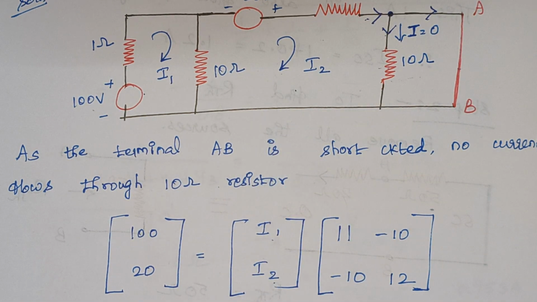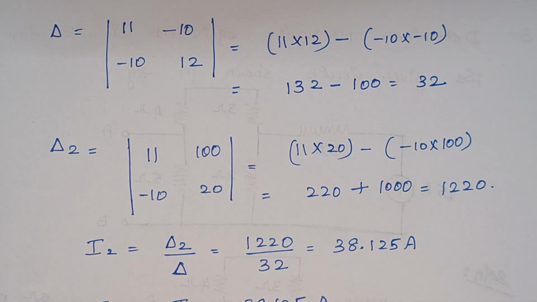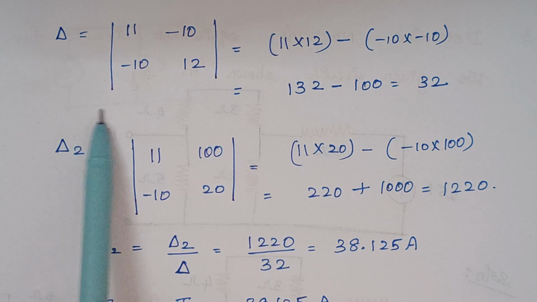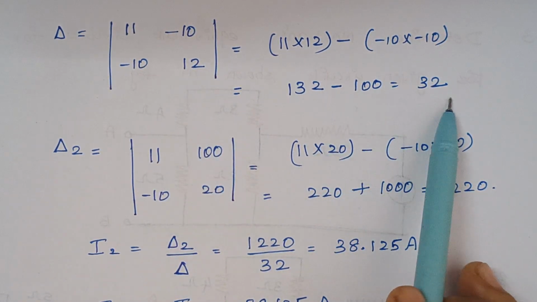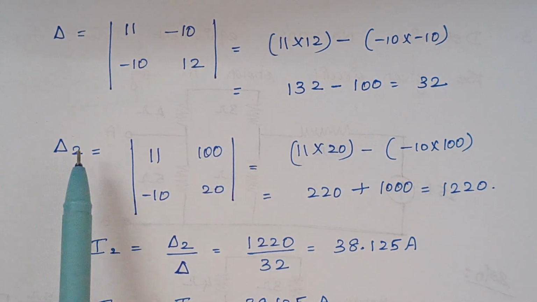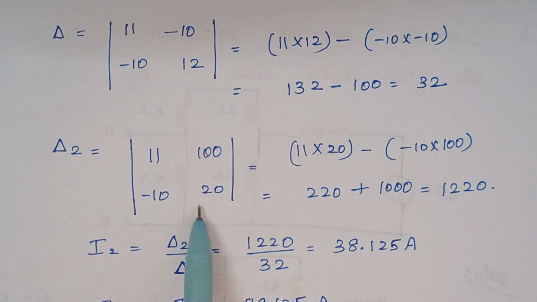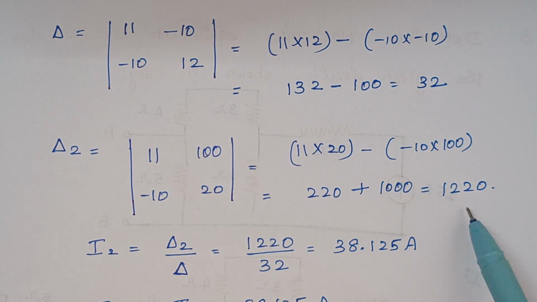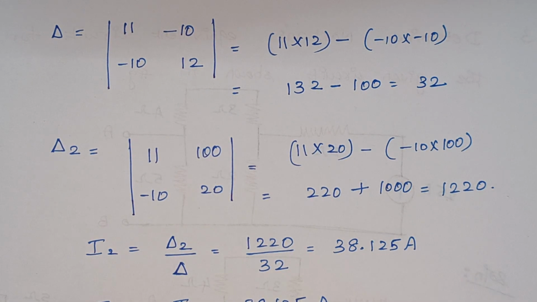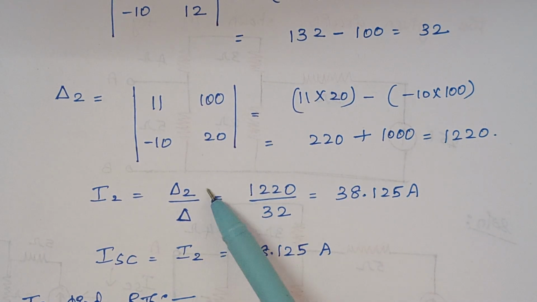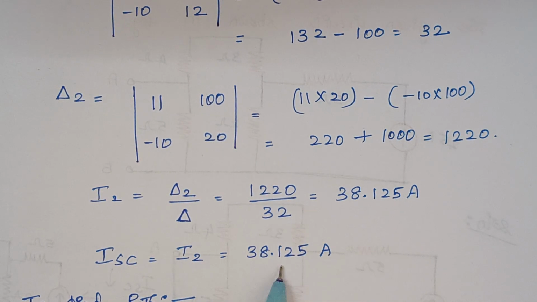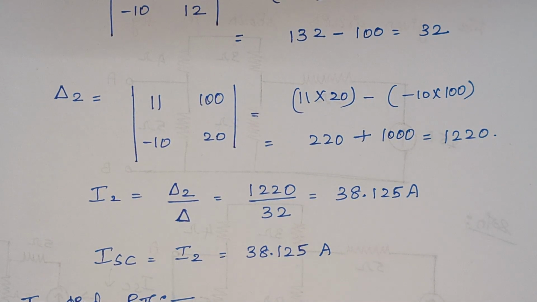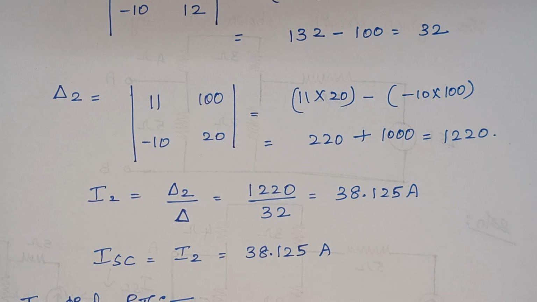The first thing is we are going to calculate del and then del 2. Del is nothing but the determinant of the resistors. So here the answer is 32. And del 2, you have to replace the second column by the respective voltage sources, whose value is 1220. Now I2 is nothing but del 2 by del. Just substitute the values and the final answer is 38.125 amps. So now we have calculated I2.